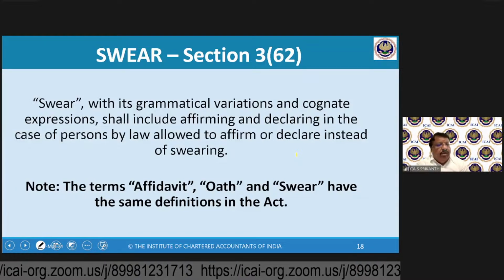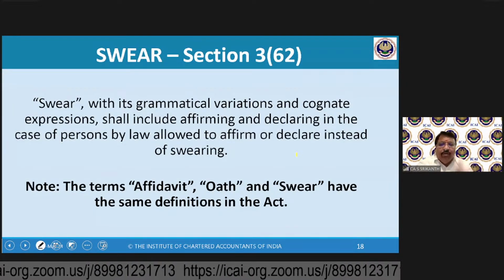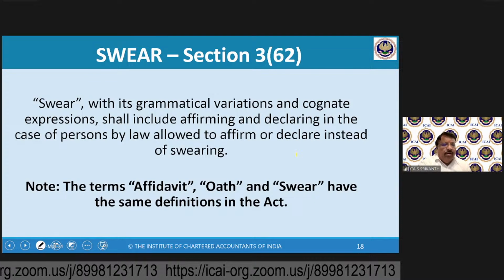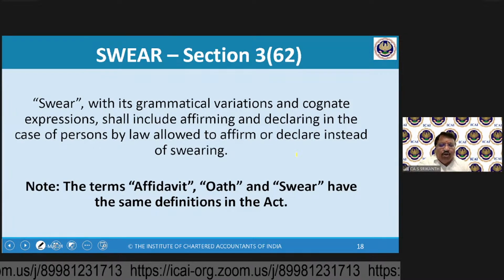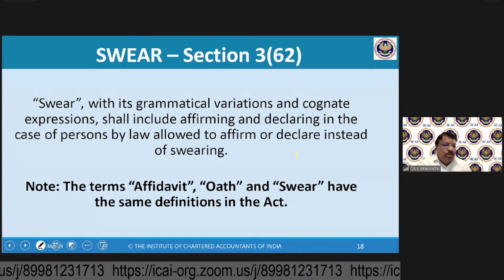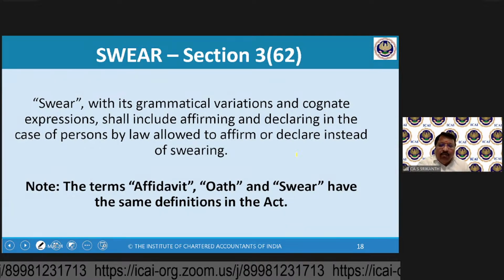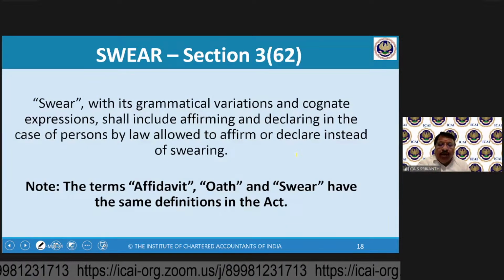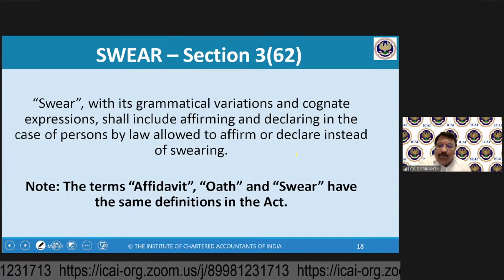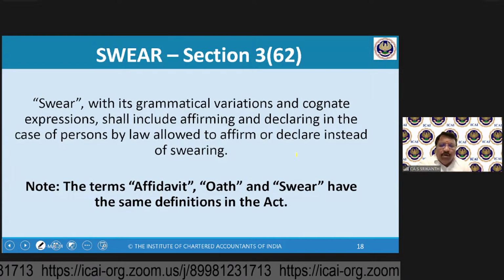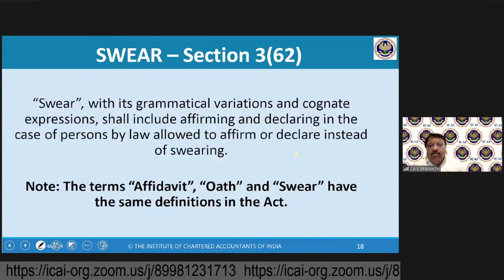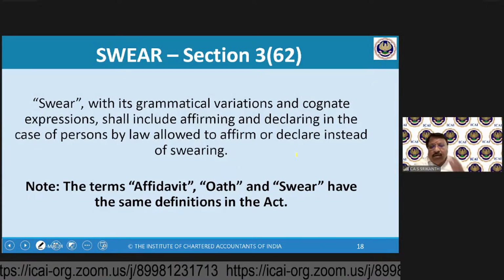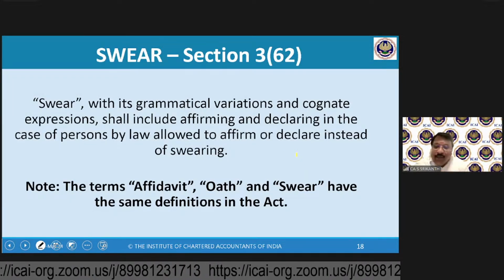So if you think you cannot swear, then you can just affirm and declare, on solemn affirmation. The words affidavit, oath, and swear have the same meaning. Whether you say on oath or swear, when you go to court, you take an oath on the Bible or whichever holy book you believe in. You have to say, I declare that what I'm saying is the truth, the whole truth, nothing but the truth.